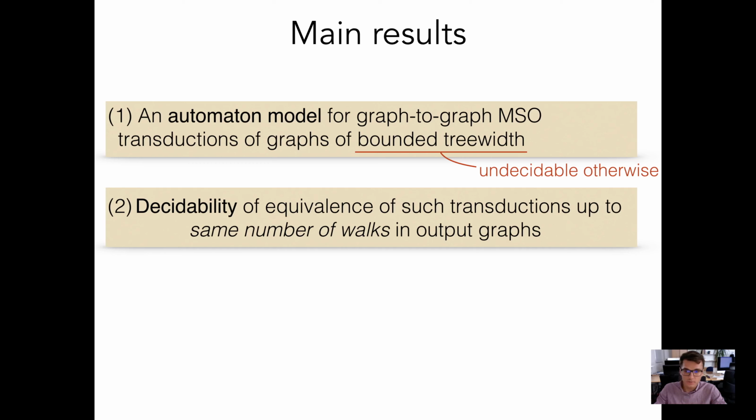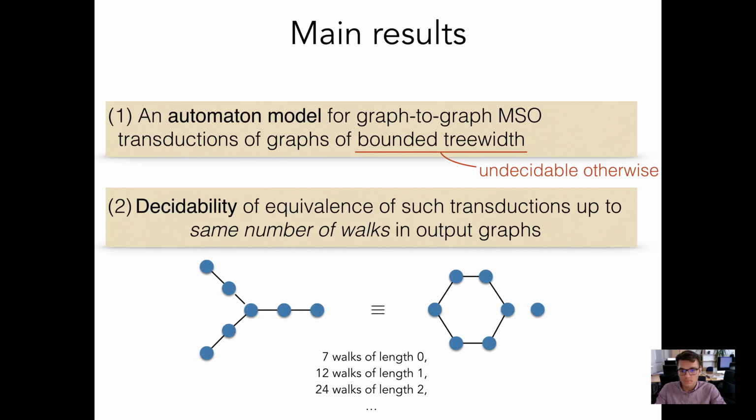The second result that we got is decidability of equivalence of such transductions up to an equivalence relation on output graphs, which is having the same number of walks. Let's look at the following example. If there would be transductions T1 and T2, and transduction T1 on some input would return the left graph, and on the same input, transduction T2 would return the graph on the right.